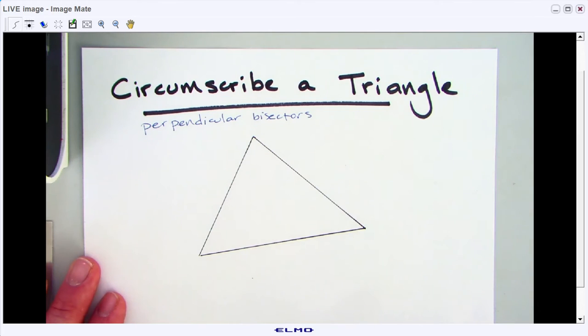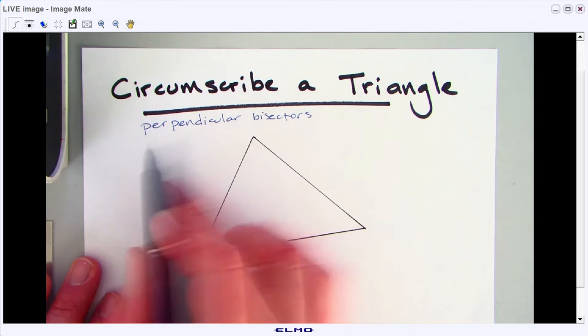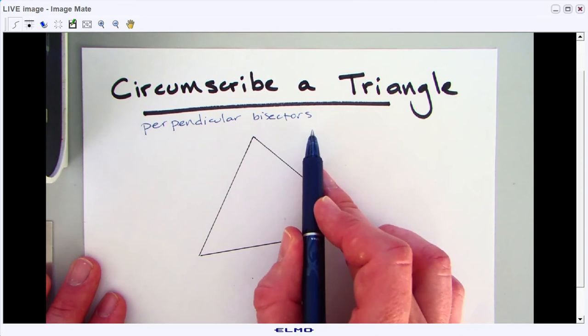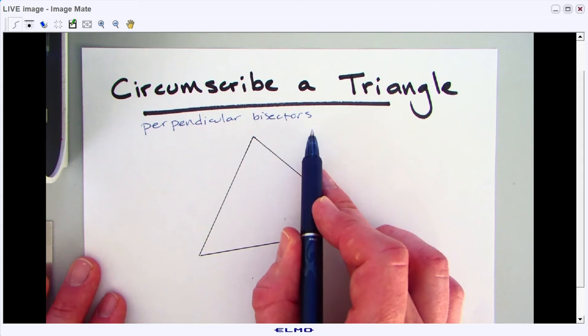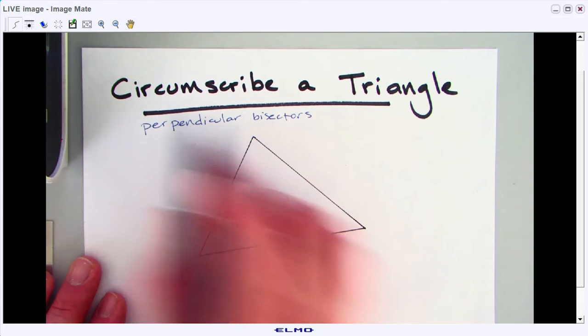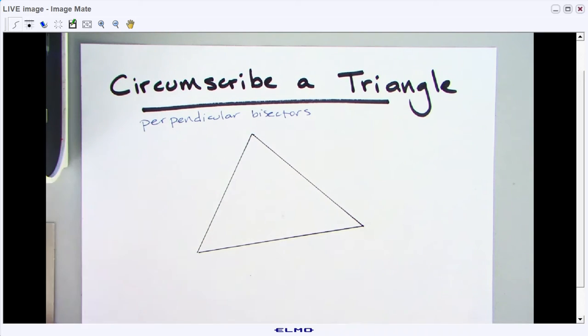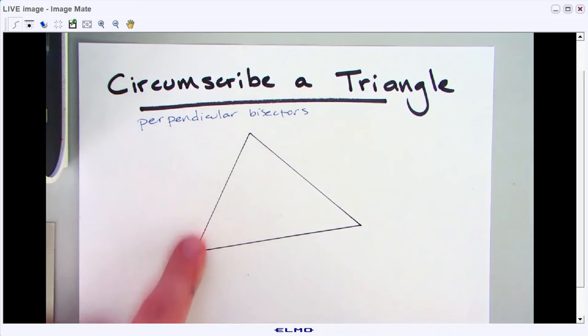Now, compared with inscribing a triangle, my way of remembering this is that the big word, circumscribe, you find by using the big word, perpendicular bisector. That's contrasted with inscribing a triangle. It's a shorter word, and you would use the angle bisector, the shorter word. So this is the long word to find the long word. Here we go. I will find the perpendicular bisector of all three sides.